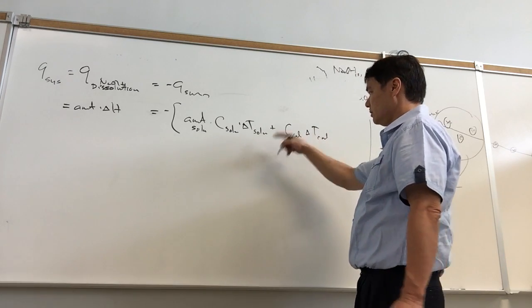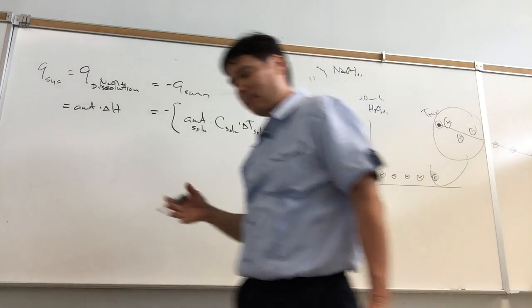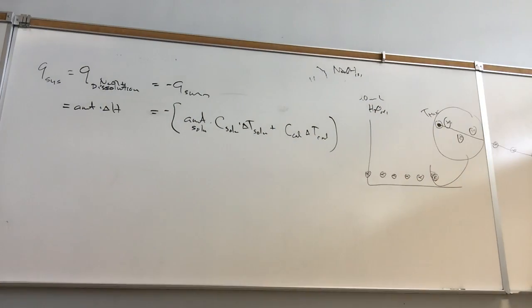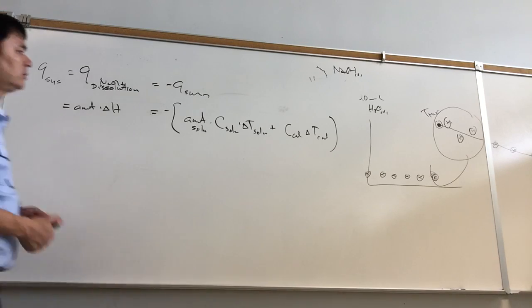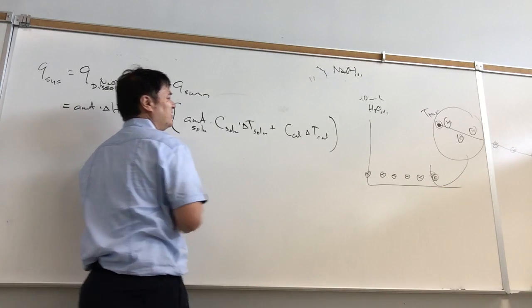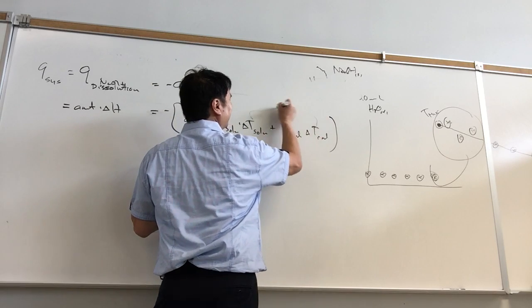Delta T of the calorimeter and delta T of the solution are the exact same thing because they're at the same temperature. In other words, they're in thermal equilibrium, thermal contact. And so these two delta T's are the same.